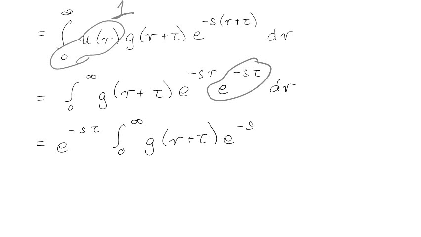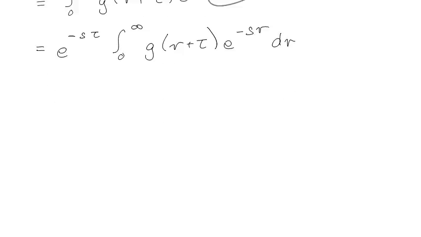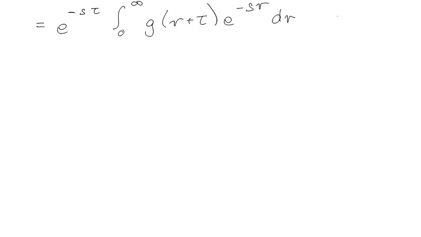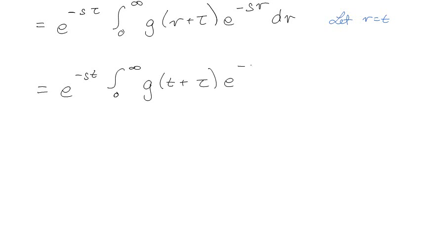dv. And because I can pretend that I've just been given this equation out of the blue, I can decide arbitrarily I'm going to let v equal t. And then I can rewrite the whole thing: e to the minus s tau, integral from 0 to infinity of g(t plus tau) e to the minus st dt. And now I can very delightfully discover that this is just the Laplace transform of g of t plus tau.